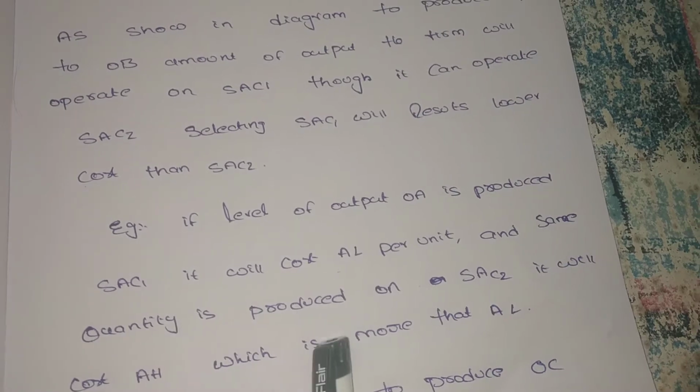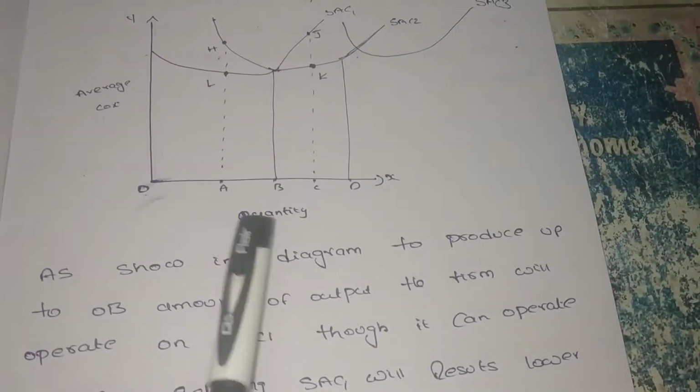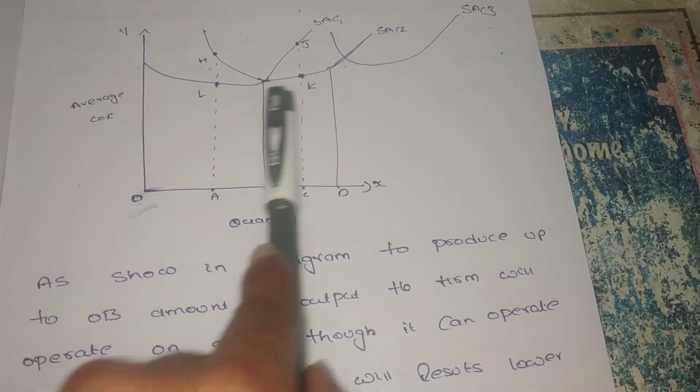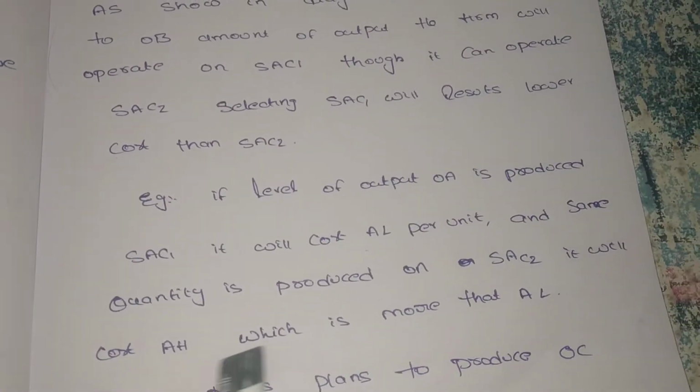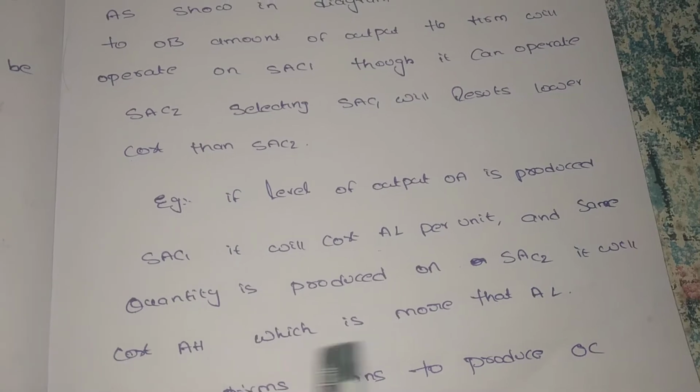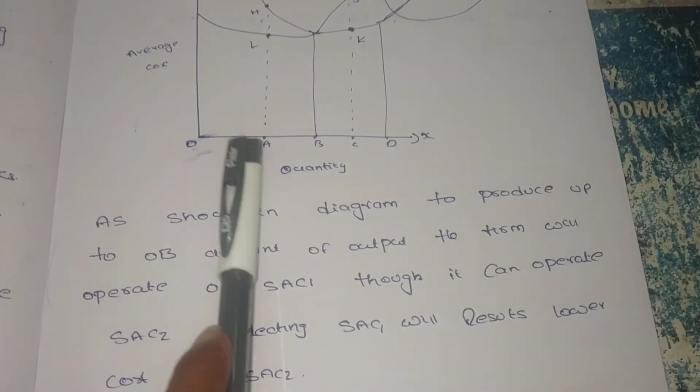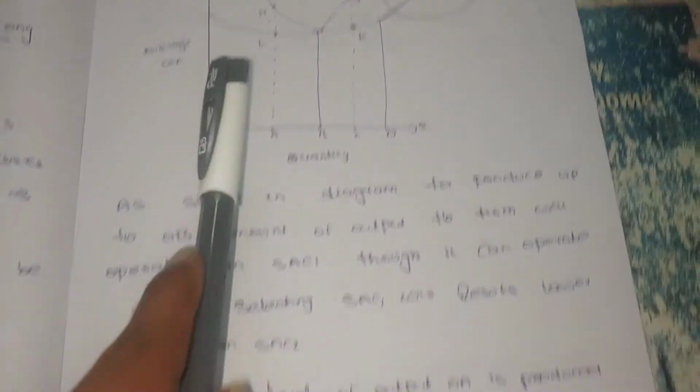And the same quantity, OA, is produced on SAC2, which means short run average cost curve 2. It will be the cost which is more than AL. The cost, compared to AL, is more than AL.